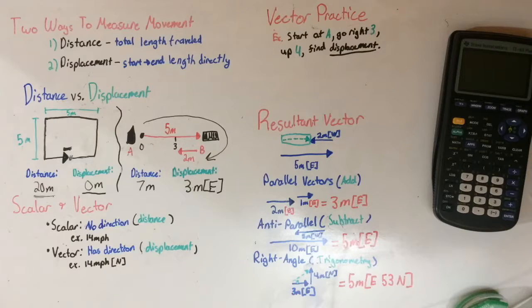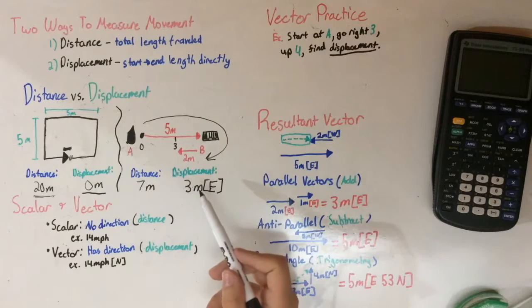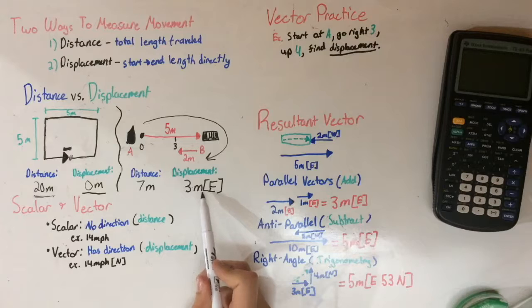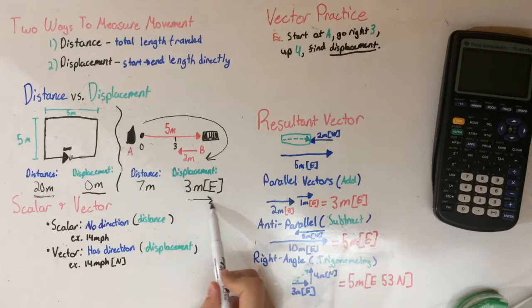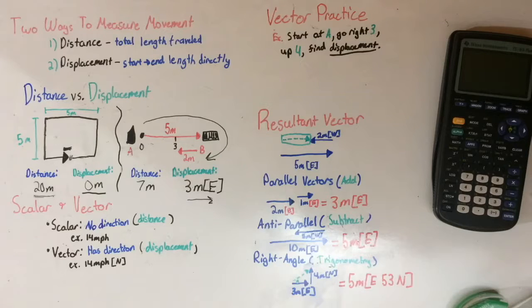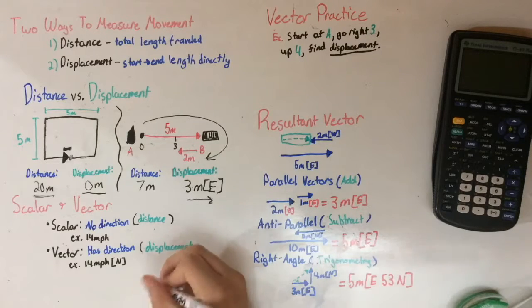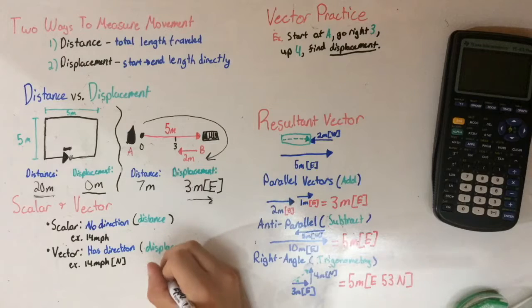A vector quantity has a direction. Displacement is an example of a vector. So like we said up here, we go 3 meters, but which way was that 3 meters traveled? Well, with a displacement, we know that we went east. So we went 3 meters this way. So another example is you could be like 14 miles an hour going north. And then that way we know we're going north at 14 miles per hour.